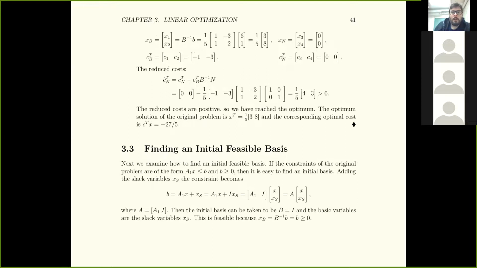We calculate this new basic solution, which is some fractional vector, 1/5 times 3 and 8. Null part obviously being null. We calculate the reduced costs, all of which are positive, and we conclude that this XB is our solution. So the solution is x1 is 3/5, x2 is 8/5, x3, x4 equal to 0. And we can calculate the optimal cost at -27/5.